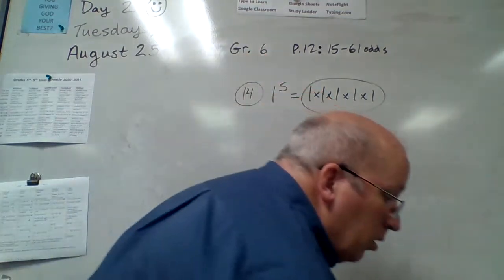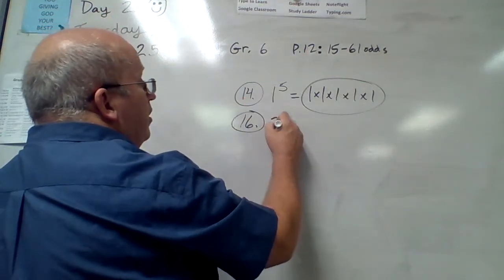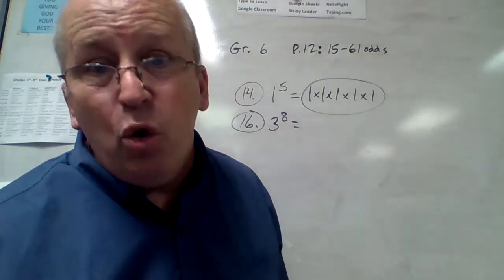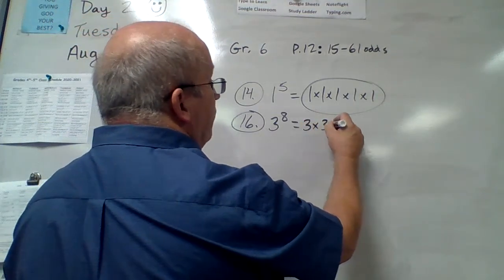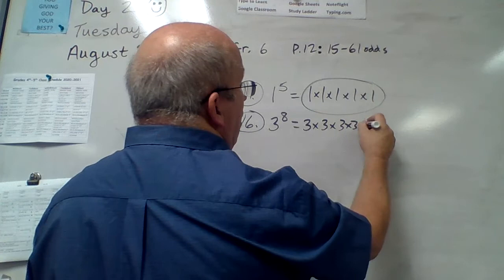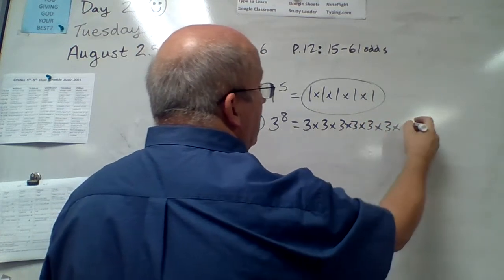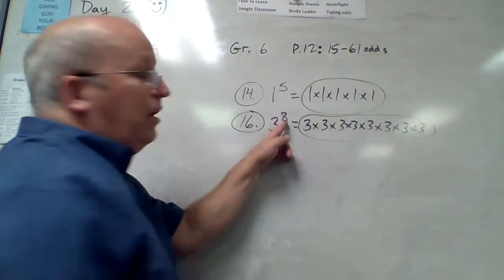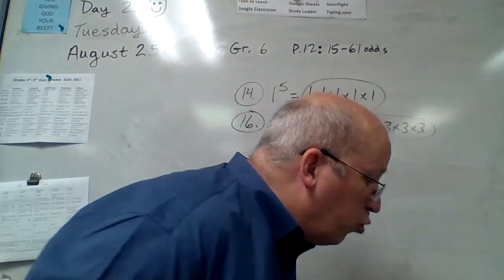Let's try number 16. 16 says 3 to the 8th power. Again, we don't have to solve it. We don't have to evaluate it. The directions say write it as the product of the same factor. So I'm going to write a bunch of 3's. How many 3's am I going to write? Well, it's going to end up being 8 of them. Why 8? Because the exponent's 8. Right?